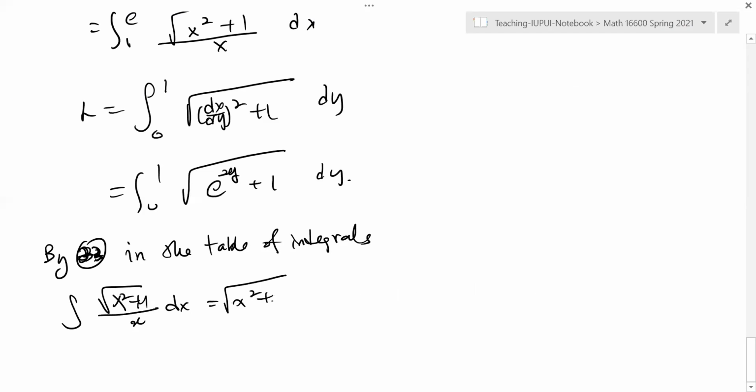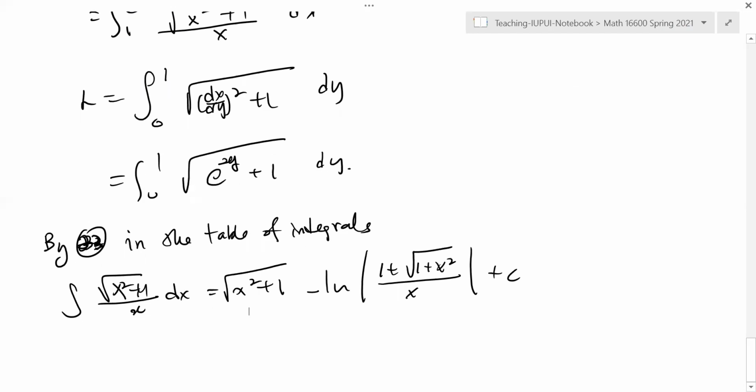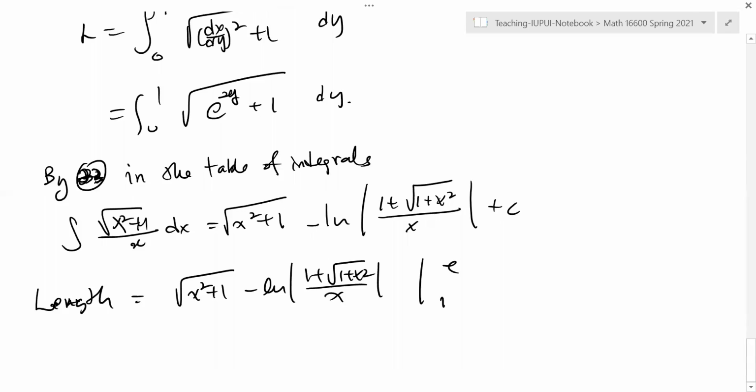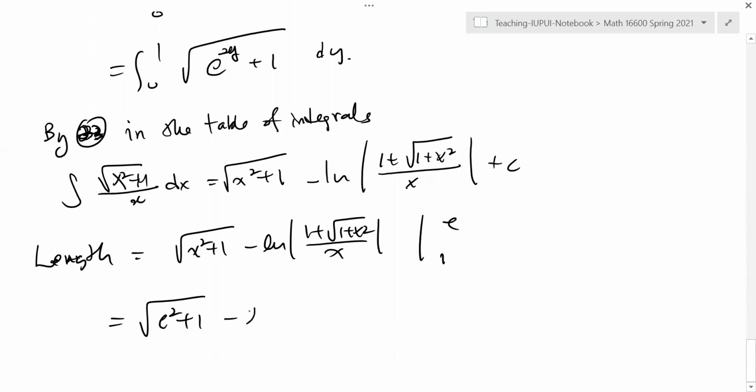It's the square root of x squared plus 1, minus natural log of (1 plus the square root of 1 plus x squared) over x. Yeah, that's correct. Using that formula, you don't need to waste time to evaluate. So now our length is going to be the integral from x equals 1 to e, right? So I'm going to evaluate the two endpoints. It's the square root of e squared plus 1 and natural log.